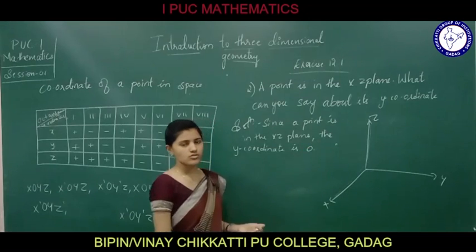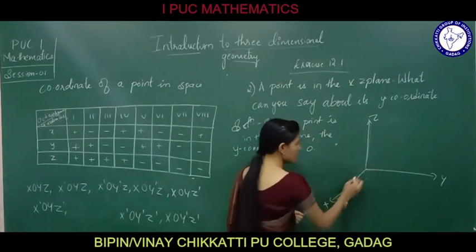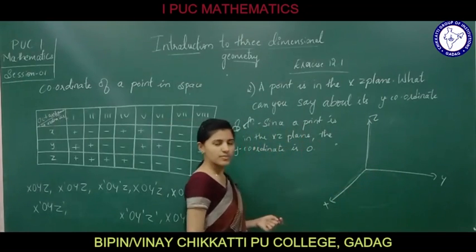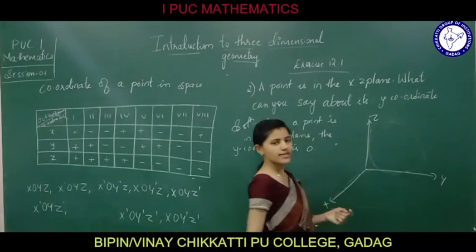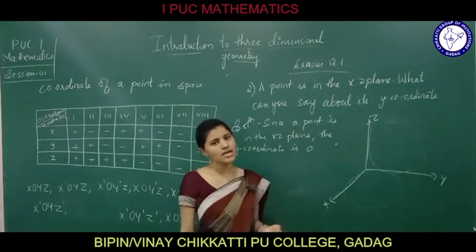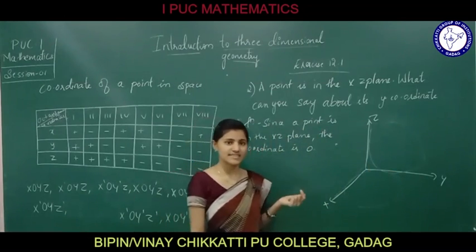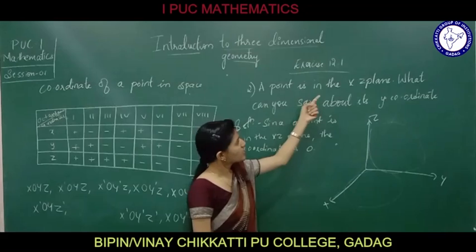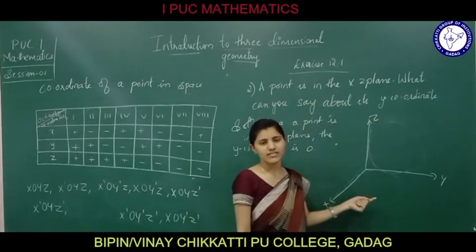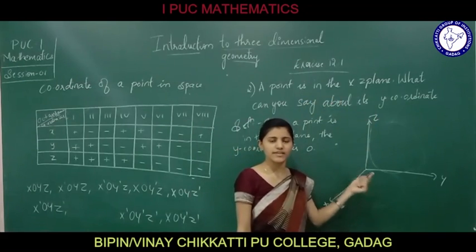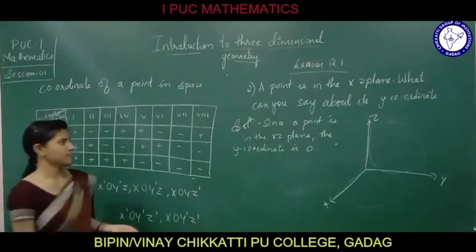0. In the same way, if it was in the xy plane, the z coordinate will be 0, and if it is in the yz plane, the x coordinate would be equal to 0. I hope you all are following this. They have asked the point is in the xz plane. Xz plane in the sense what? Here the value of y coordinate will be equal to 0.